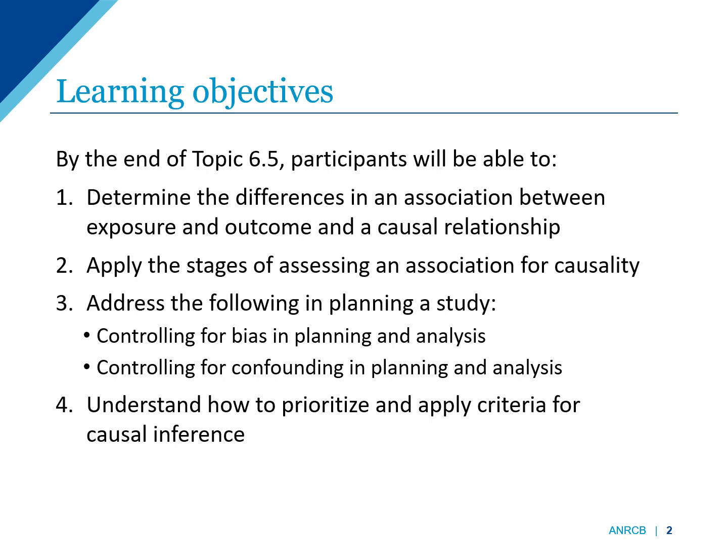By the end of this topic, we hope that you'll be able to determine the differences in association between exposure and outcome and a causal relationship between exposure and outcome. You'll be able to apply the stages of assessing an association for causality and know how to control for bias and confounding in study planning and analysis. Finally, you'll understand how to prioritize and apply criteria for causal inference.